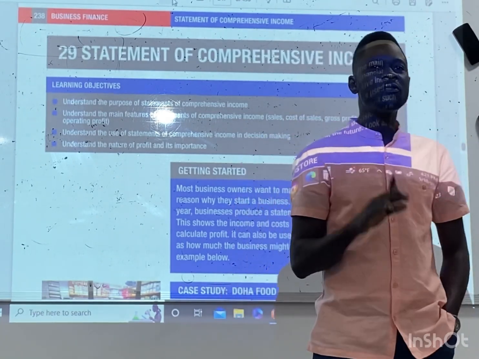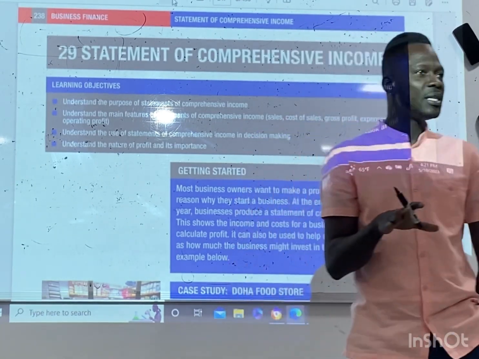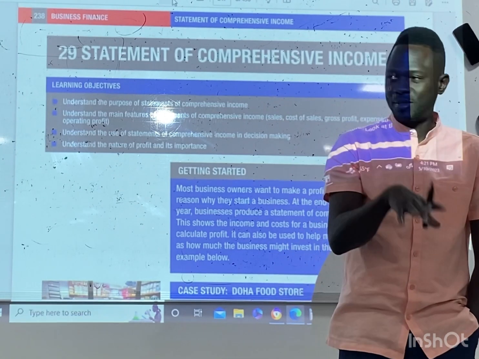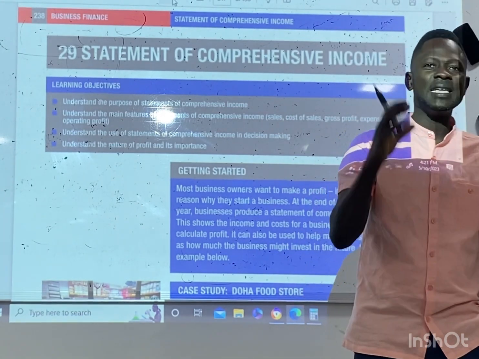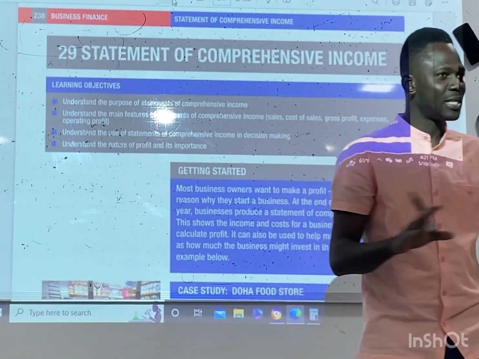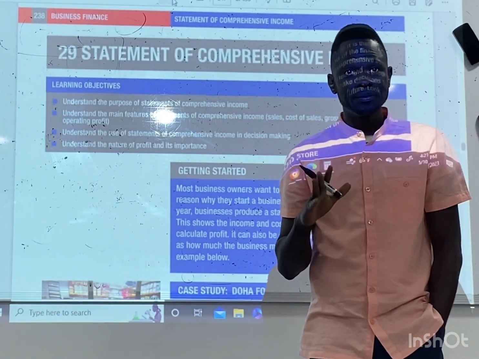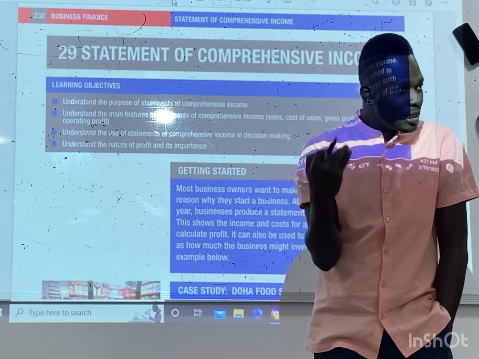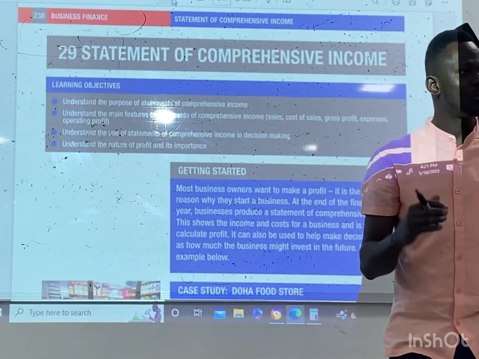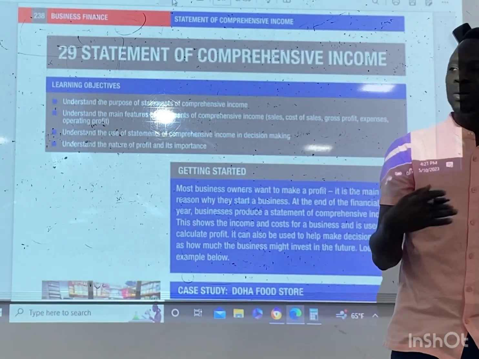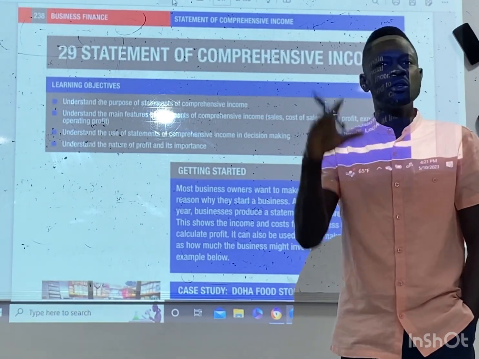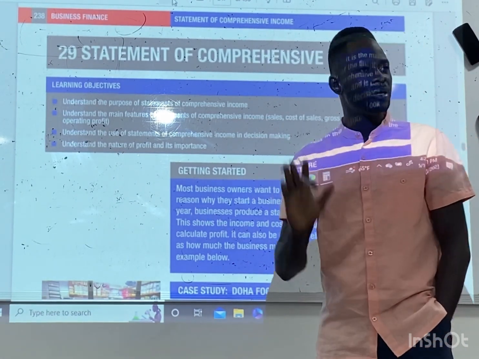When we talk about statement of comprehensive income, it's basically the sales of the business, the income made by the business. That is what it means. So the business would have been selling goods or services. So whatever you sell, what comes into the business is income. So we try to break them down. That's why we call it comprehensive income, because it's going to be part of our financial record.